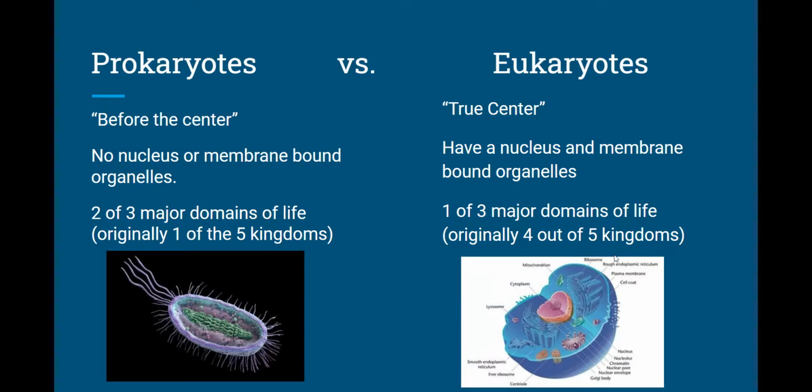So most of what we've been talking about so far when we talk about cells and organelles, we've been talking about eukaryotic cells. Eukaryote, again, means true center or true kernel. That's referring to the nucleus. They all have a nucleus, they have membrane-bound organelles, and while it's only one of three major domains of life, there's 4 to 5 kingdoms. So protists, fungi, plants, animals. Most of the life that you see and interact with, that you can physically see, are eukaryotic cells.